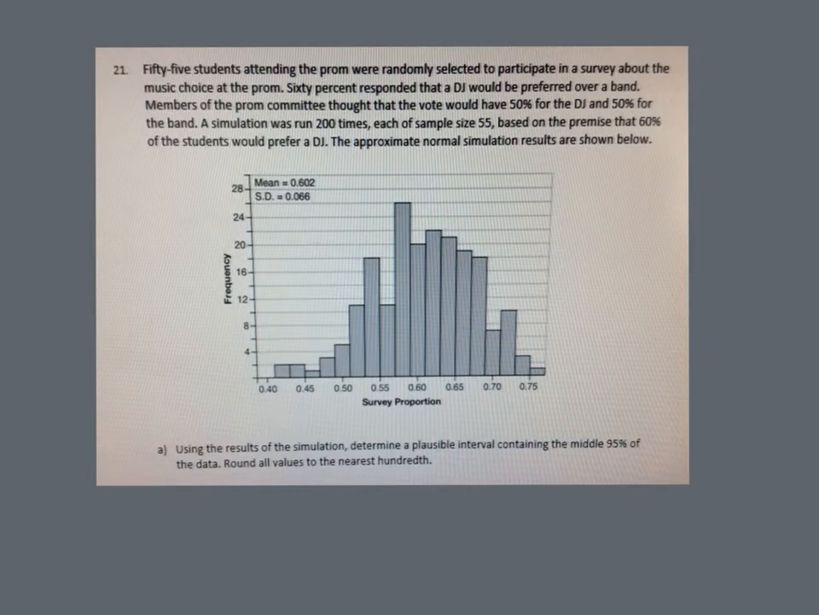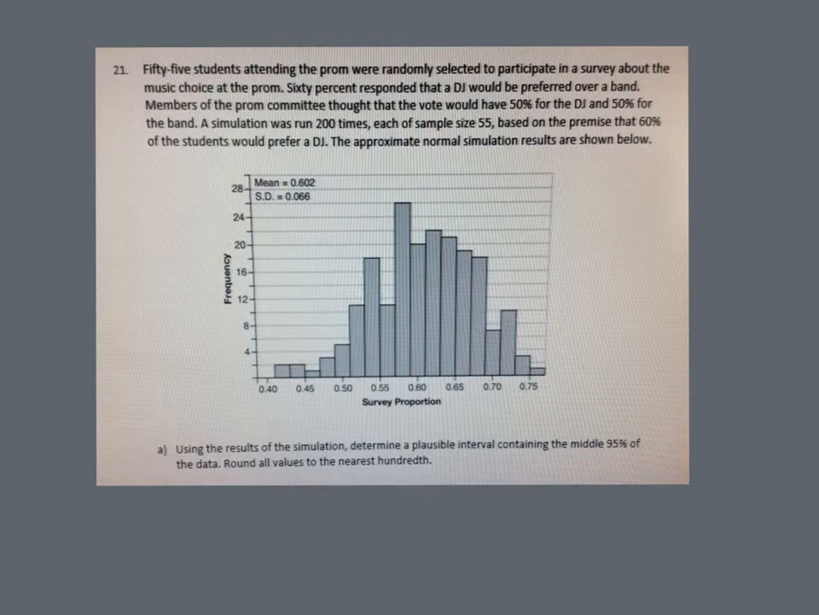Okay, so 21 is a little bit more reading. It says, 55 students attending the prom were randomly selected to participate in a survey about the music choice at the prom. 60% responded that a DJ would be preferred over a band. Members of the prom committee thought that the vote would have 50% for the DJ and 50% for the band. A simulation was run 200 times, each of sample size 55, based on the premise that 60% of the students would prefer a DJ. The approximate normal simulation results are shown below.